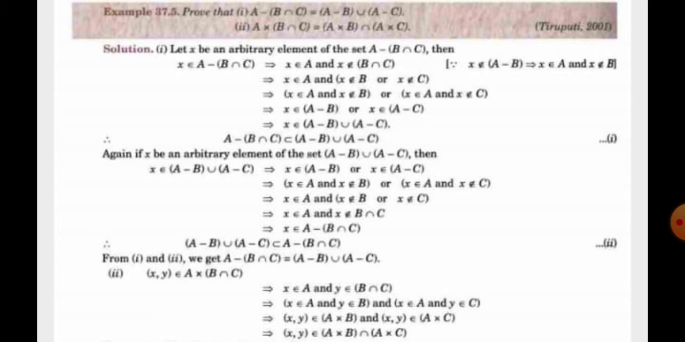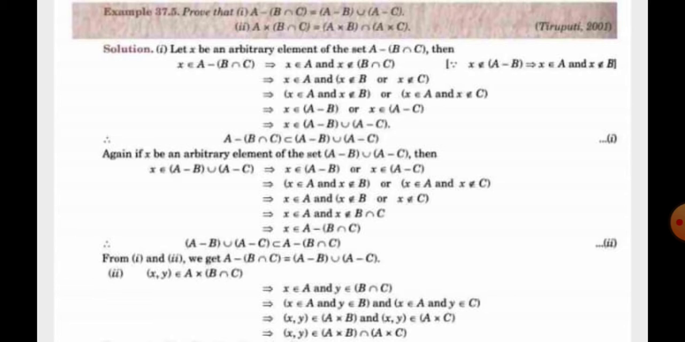Discrete mathematics, and the session of today is problems on set theory and the principle of inclusion and exclusion. So the problem is A minus (B intersection C) is equal to (A minus B) union (A minus C). Second problem, A cross (B intersection C) is equal to (A cross B) intersection (A cross C).